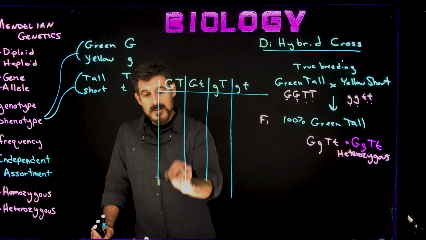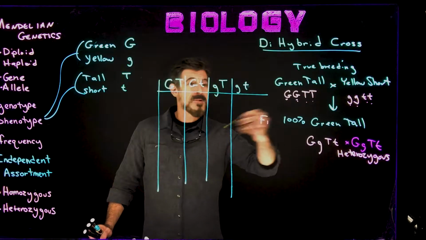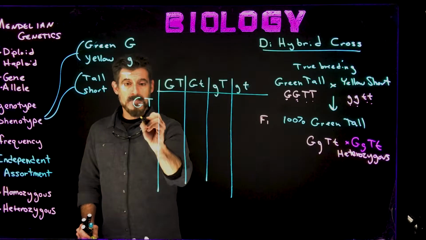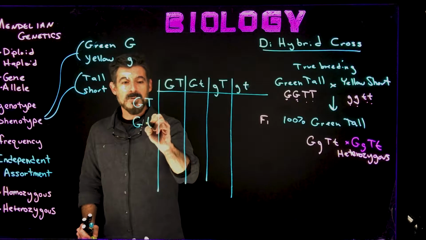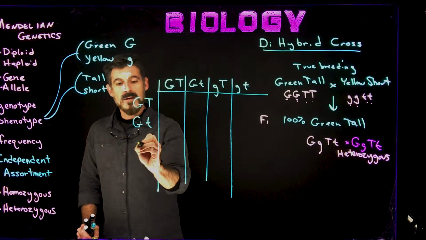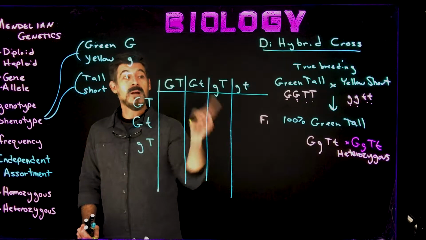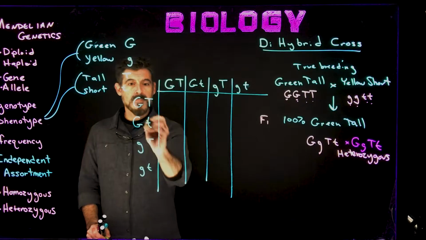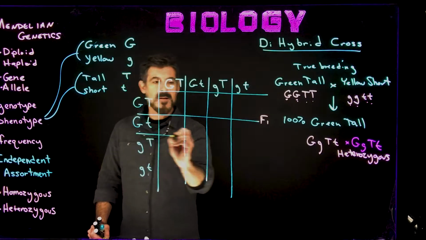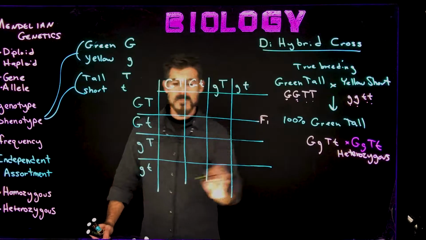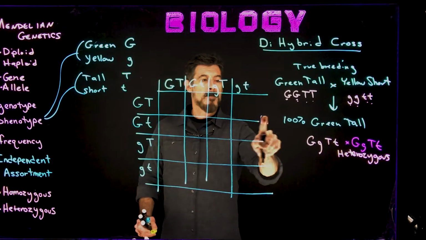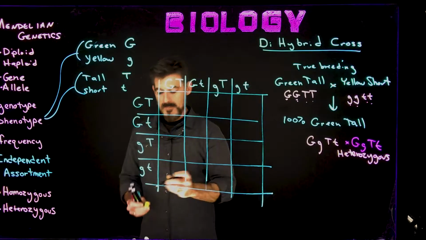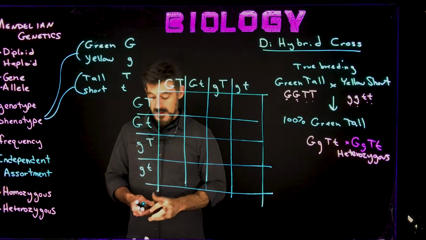So the other parent is going to have the same genotype, so it can have the same options, right? It can have the dominants together. It could have the dominant for color with the recessive for height. It could have the recessive for color with the dominant for height, and then it can have both recessives together. And now when we start to build this Punnett square, you're going to see it's a lot more squares than the one where we did a monohybrid cross.